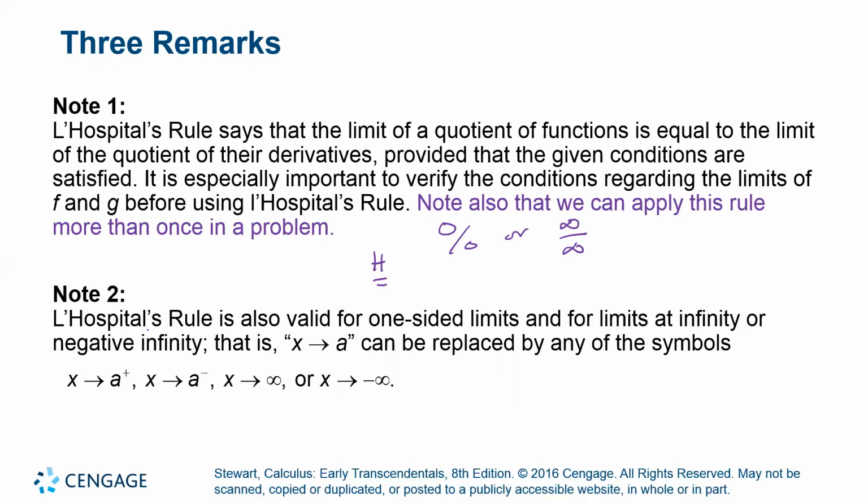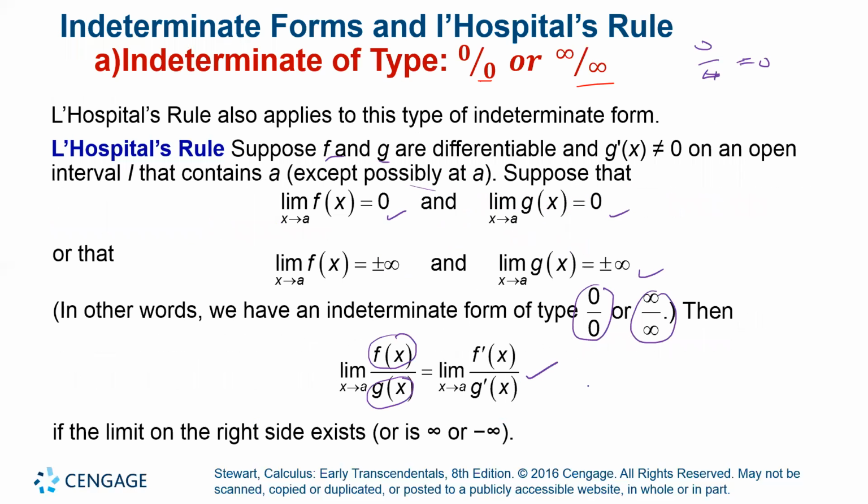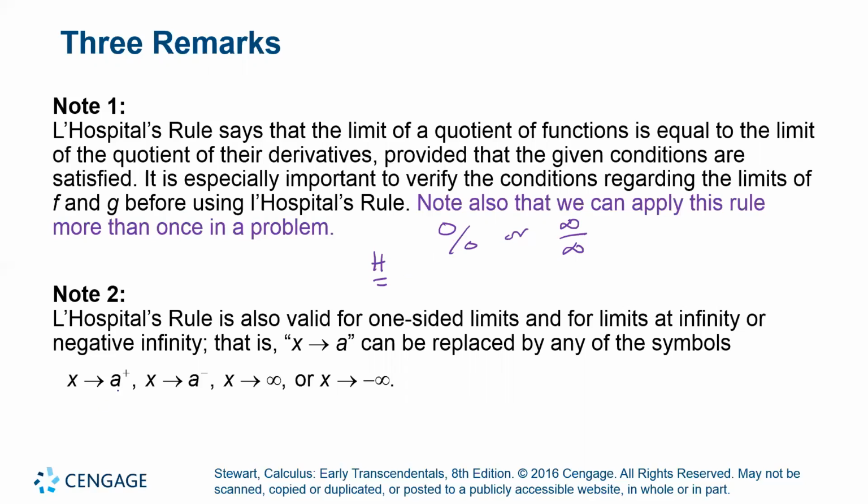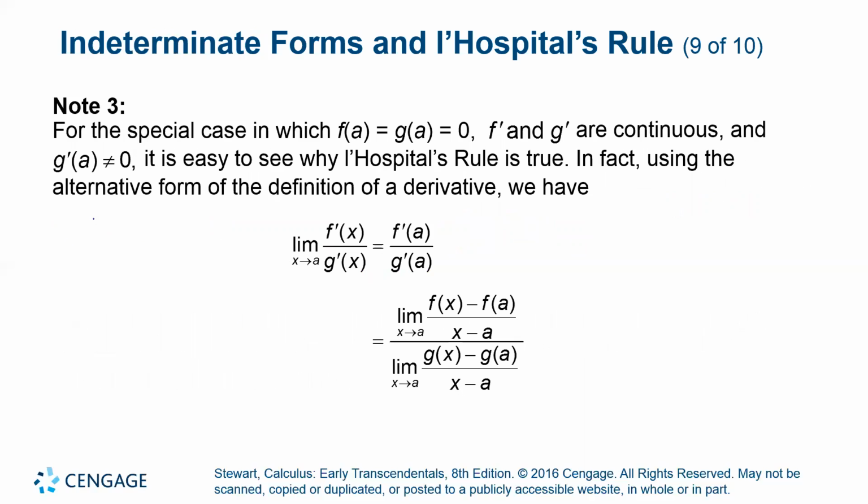The second is that the limit we just talked about also holds for one-sided limits. So you can approach a from the positive side, a from the negative side, as well as this one. The third is that for a special case when f of a is equal to g of a and that is equal to 0, then f prime and g prime are both continuous, and g prime at a is not 0.